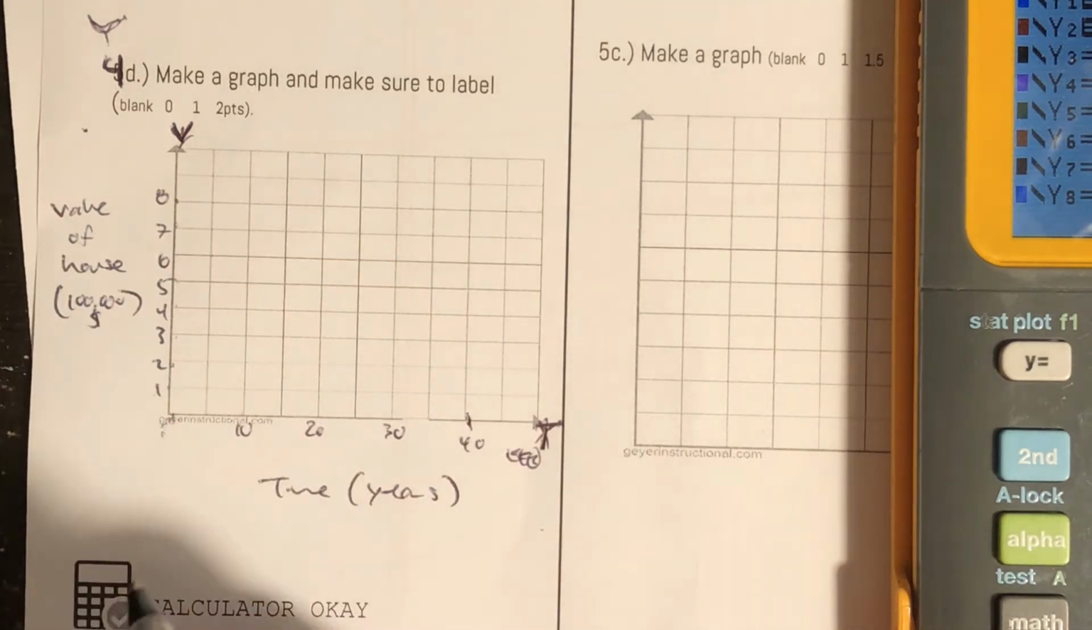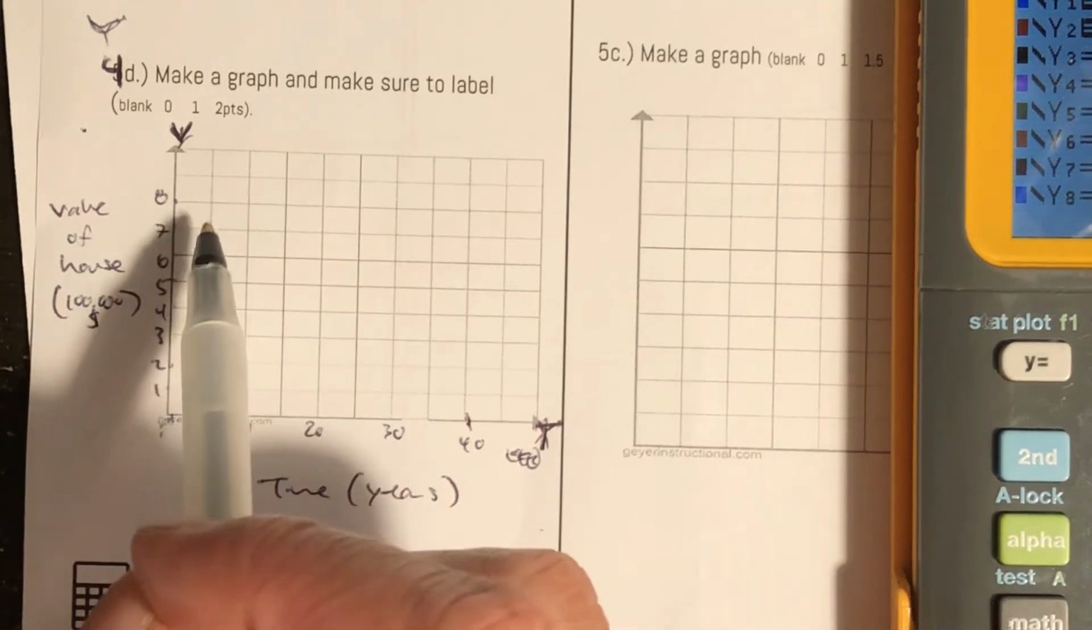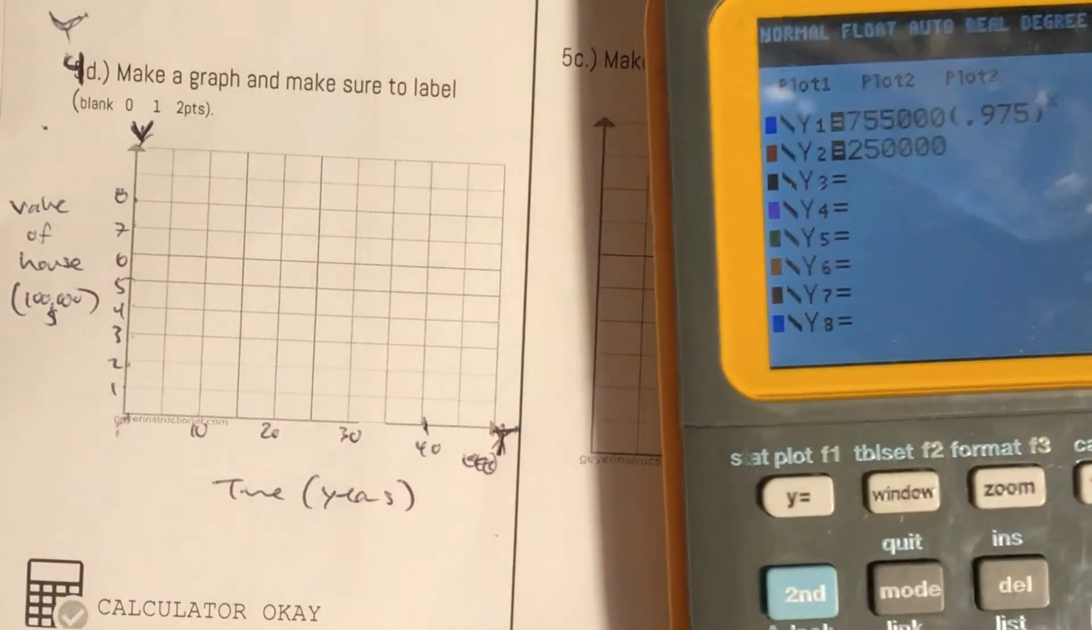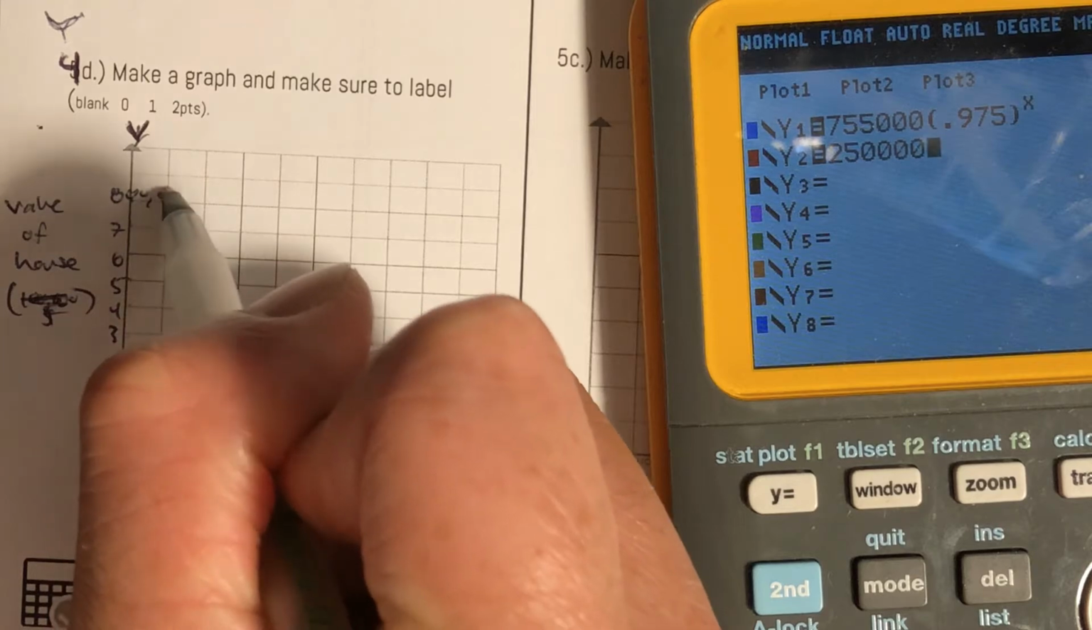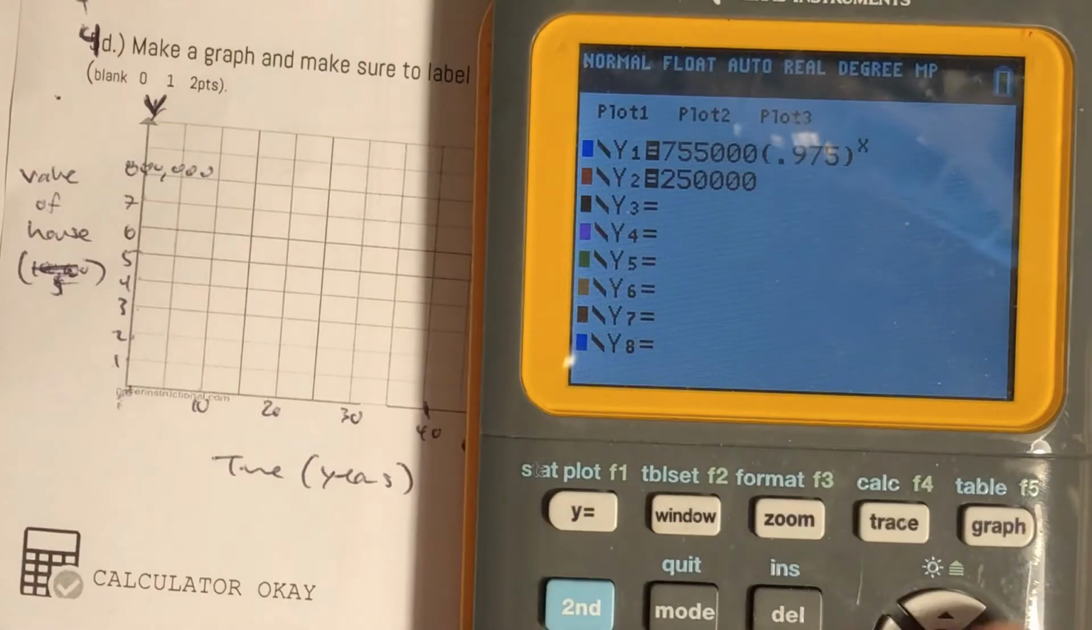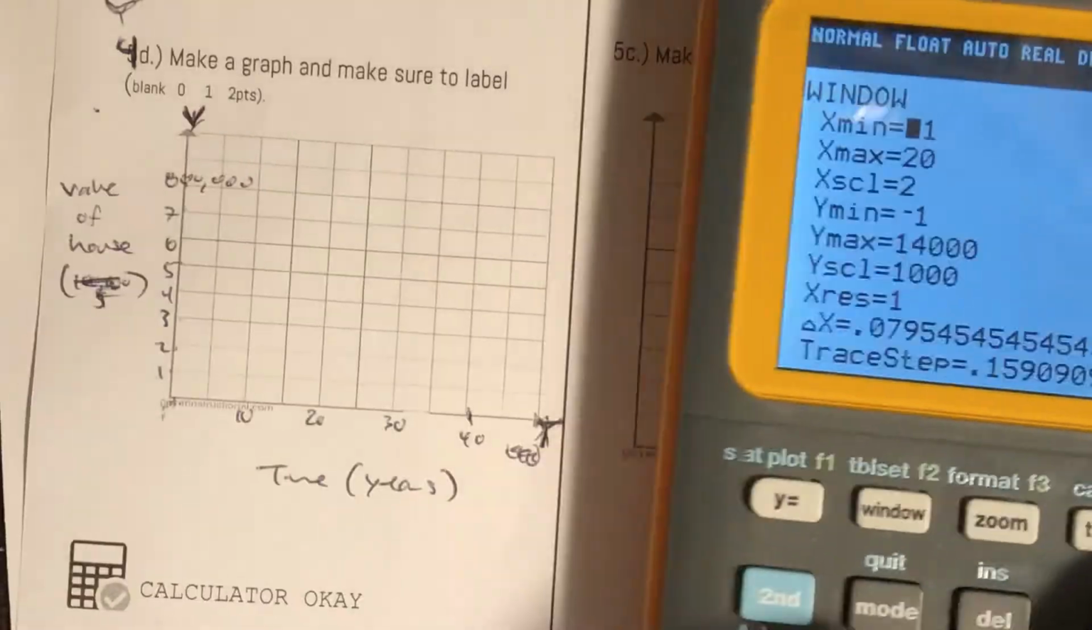My Y max. Now, if you don't have to use the scale, then you're basically saying that's 800,000. So let's put that in our window.